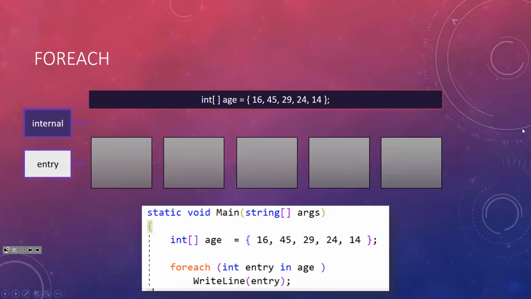Now, for each time I go through the for each loop, I'm going to be looking at one particular entry.